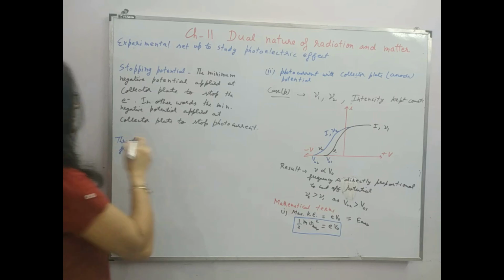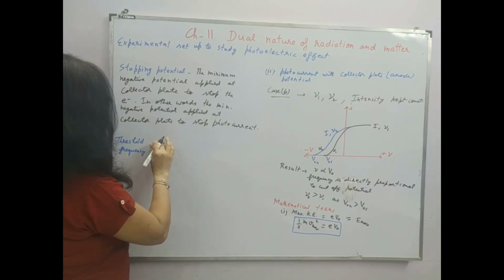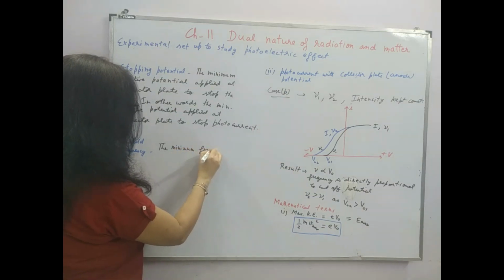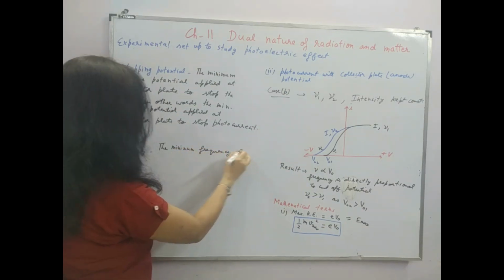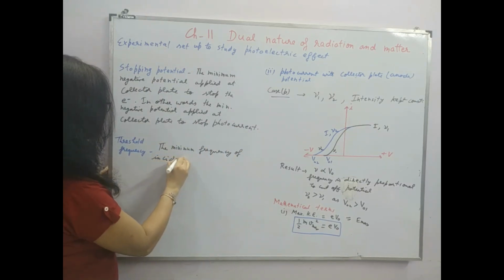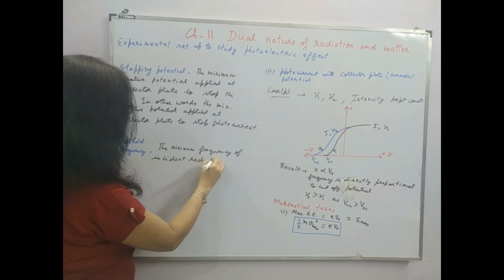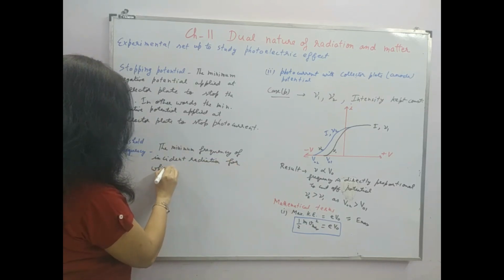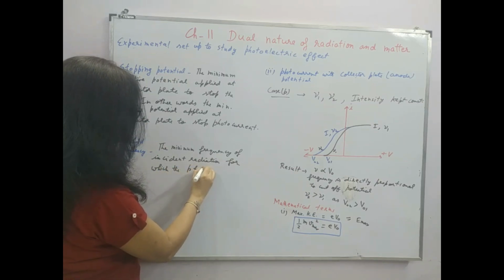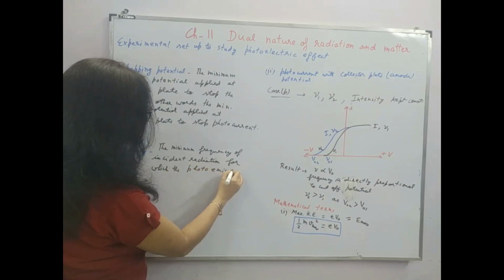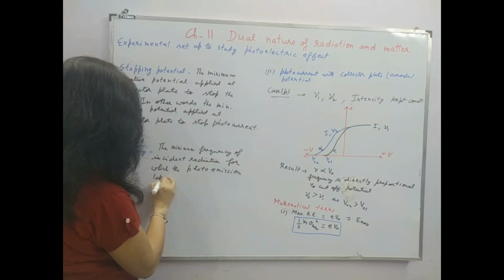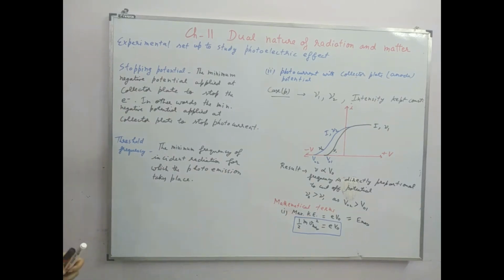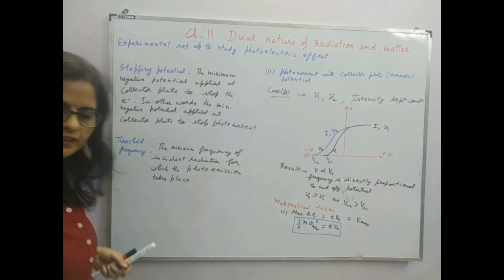What is threshold frequency? The minimum frequency of incident radiation for which the photo emission takes place. Right? Then we have one more concept which we'll be studying later, threshold wavelength concept.